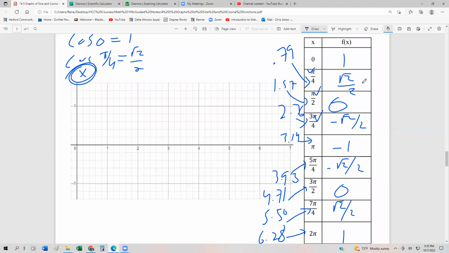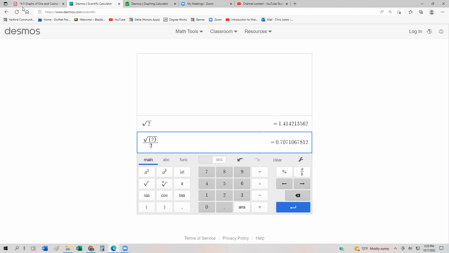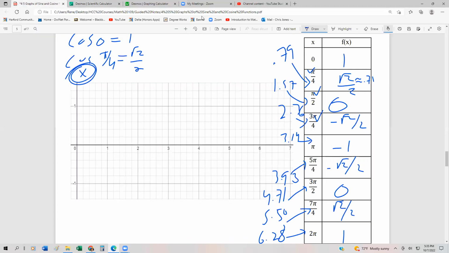These are ordered pairs. You probably remember root 2 over 2 was about 0.70 or 71, I think. And just in case you don't believe me, you can type that in: square root of 2 divided by 2. And that was 0.71. So this would be a negative 0.71, and this would be another negative 0.71, and this would be a positive 0.71. And all we're going to do is plot these points.